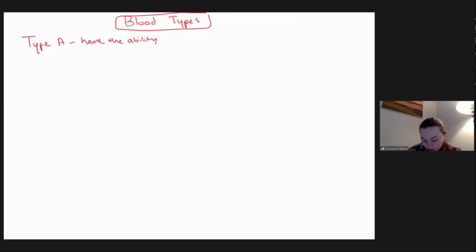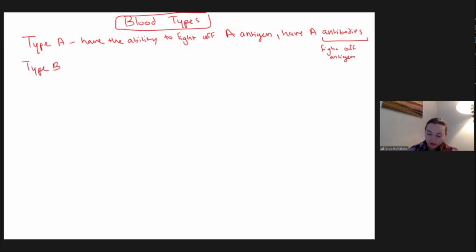So when we talk about blood types, you've probably heard of type O, type A, type B, all of that. If you have type A blood, you have the ability to fight off A antigen. So this means you have A antibodies. Antibodies fight off an antigen. If you have type B, same thing, but for B antigen. You have the ability to fight off B antigen, you have B antibodies. What about if you have type AB? You would have both antibodies.